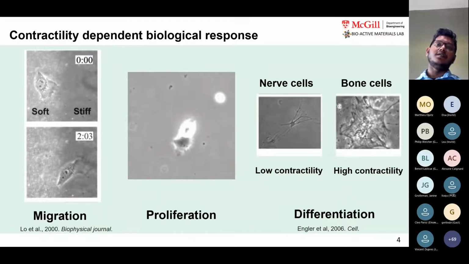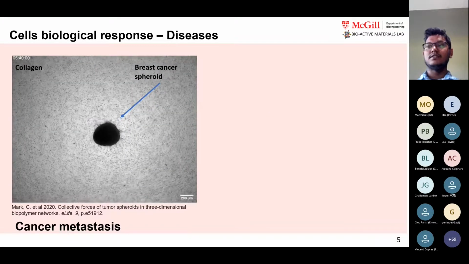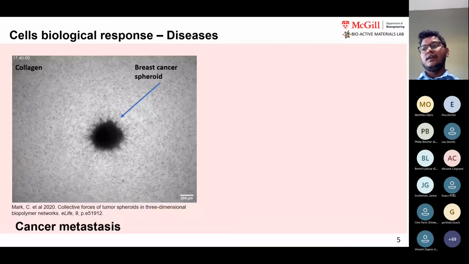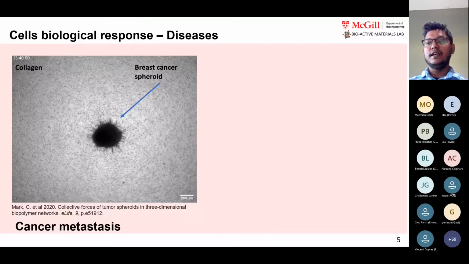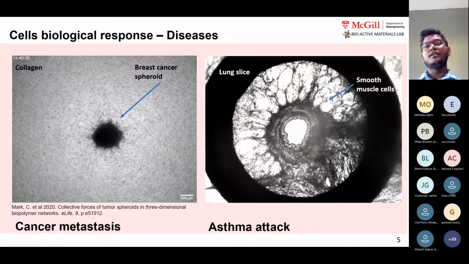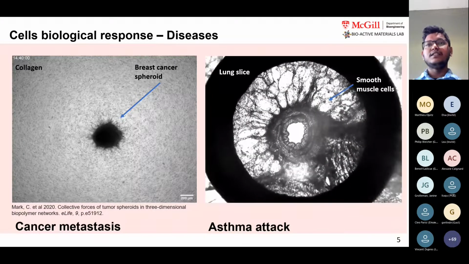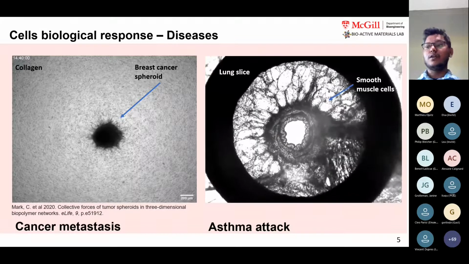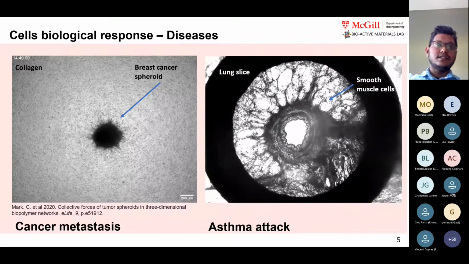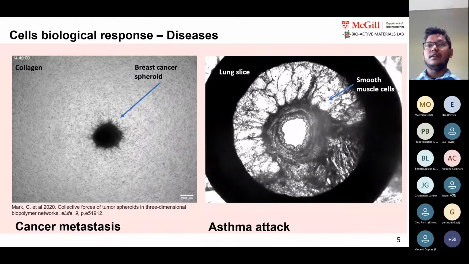However, contractility also plays a role in diseases. During cancer metastasis, cancer cells use contractility to pull on collagen and metastasize outwards from a spheroid. During an asthma attack, there is an abnormal increase in the contractility of smooth muscle cells, which restricts the normal bronchial movement and makes it difficult to breathe for an asthma patient. All of this motivates us to study cell contractility and ECM interactions in order to develop an appropriate therapeutic response.